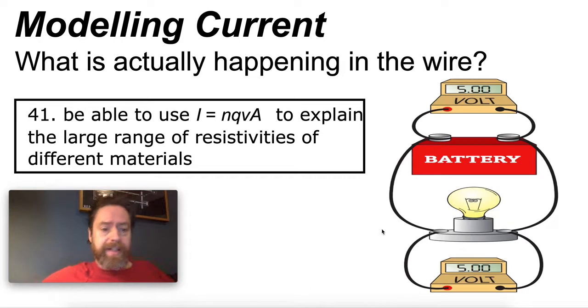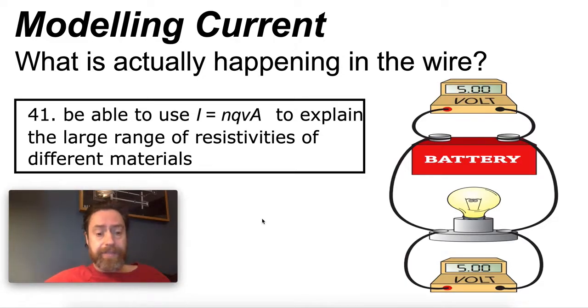Looking at modelling current, what's actually happening in the wire. We're going to be meeting this new equation, which is I equals nQVA, and we're going to use that really to explain the properties of the wire and explain the current in the wire. It says in the specification to explain a large range of resistivities, but we'll meet resistivity later, and it's not that important yet. It will be, but not yet.